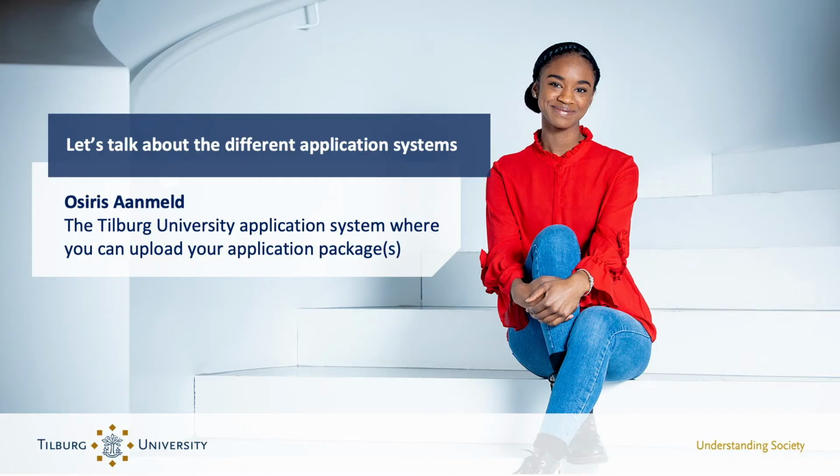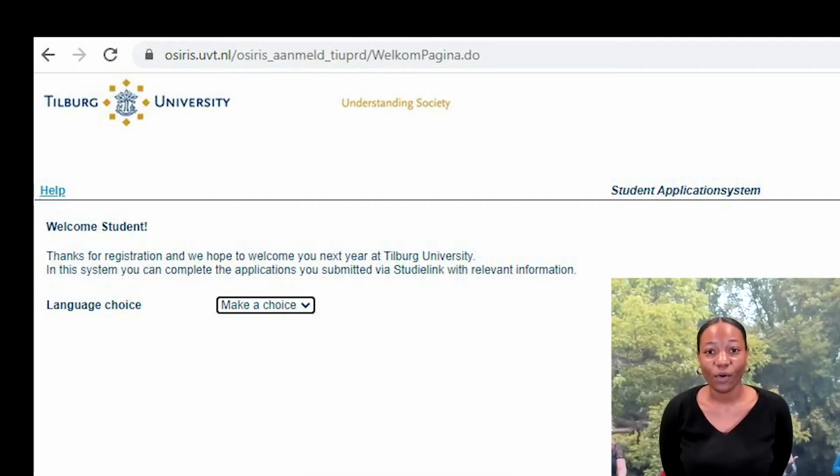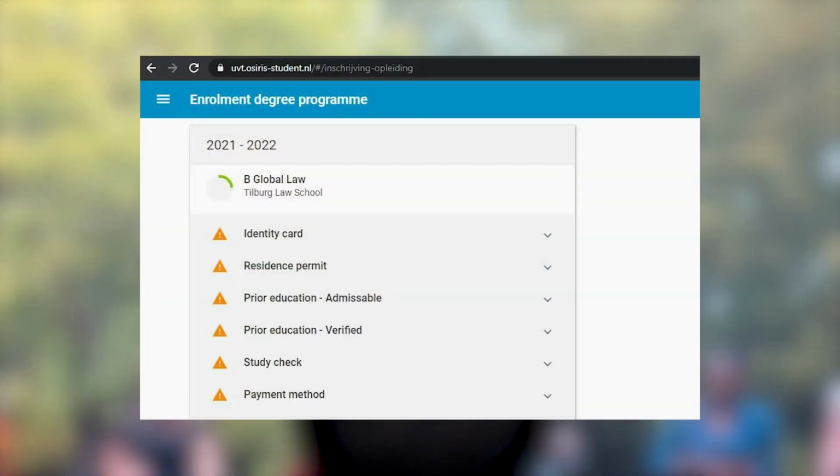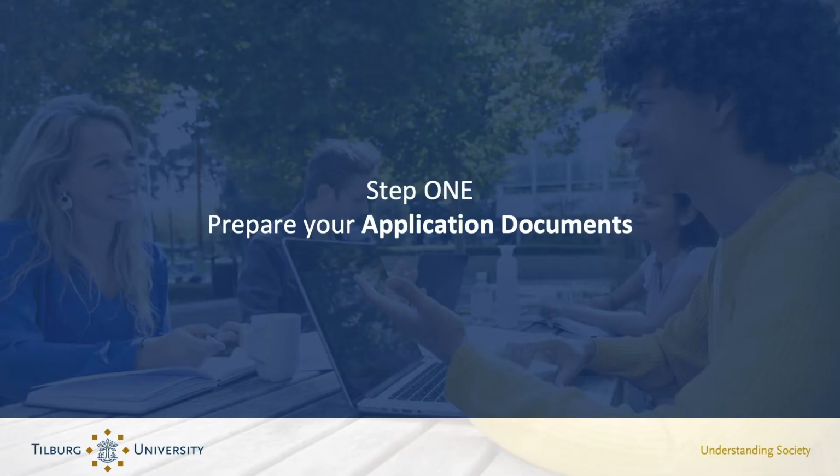Then there's Osiris, which is a main information system here at Tilburg University with different modules. Osiris Aanmeld is the application system necessary to upload all your application documents. Then there is Osiris Student, which is only necessary once you've been admitted, where you can continue or complete your enrollment and also register for courses or even review your grades. Please check the admissions and application webpage of your desired program to get further details about the required documents.